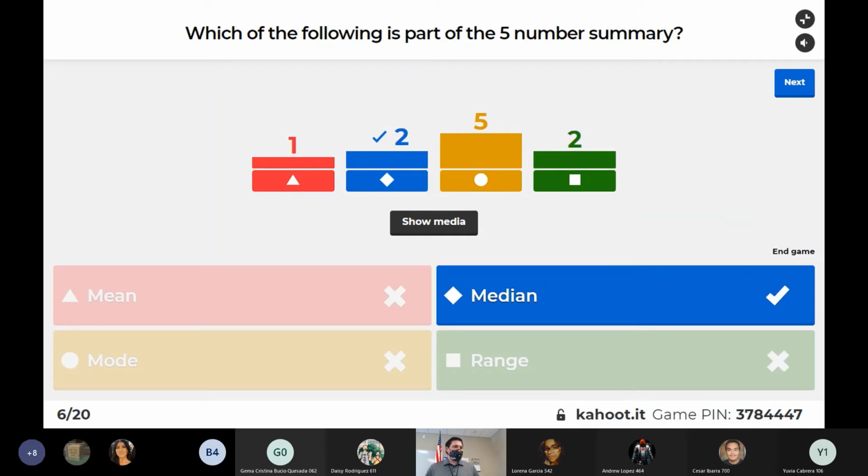The mode is whatever value happens the most often, right? Which is not necessarily part of that 5-number summary. And the range, well, we can determine the range using a 5-number summary. It is not needed as part of the 5-number summary. Right? 5-number summary is the minimum, first quartile, median, third quartile, and maximum. Those are the 5 numbers of the 5-number summary.